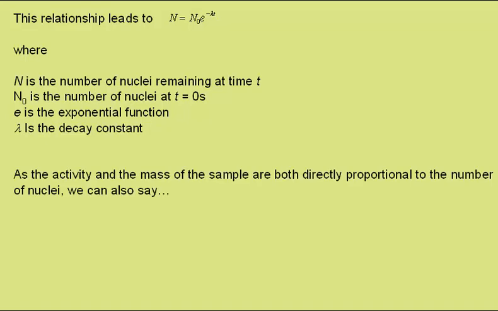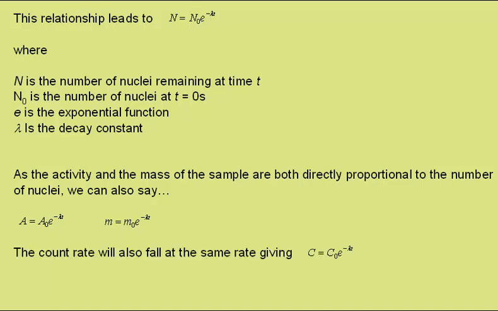As the activity and the mass of the sample are both directly proportional to the number of nuclei, we can also say that activity A will be equal to the initial activity times e to the minus lambda t, and the mass will be equal to the initial mass times e to the minus lambda t. The count rate will also fall at the same rate, giving count rate C is equal to the initial count rate times e to the minus lambda t.